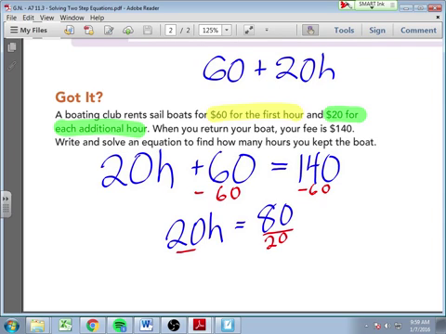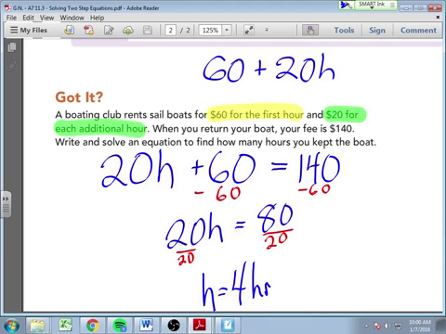Well, really, we do it on both sides. And that gives me h is equal to 4. But that's not your answer. Leah, why is 4 not the answer? You still have the first hour.